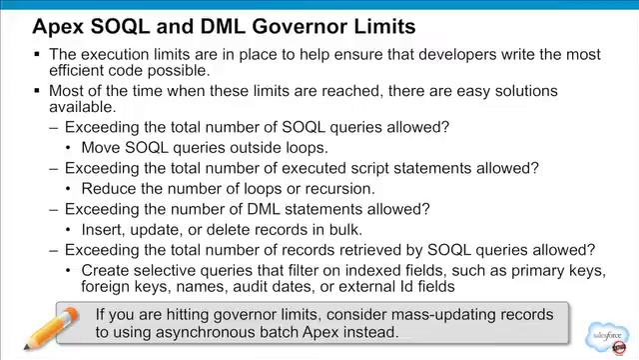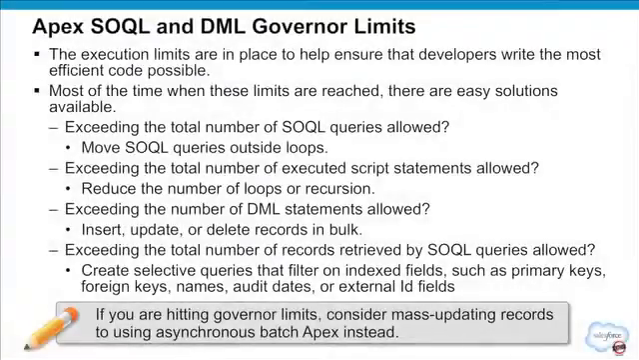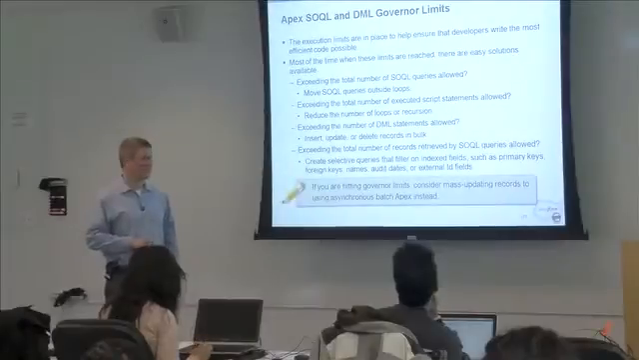If you're exceeding the total number of executed script statements allowed, reduce the number of loops or recursion. There's a trade-off that always exists between filtering out the records that you're seeking with a more complicated database query, as opposed to filtering out the records that you get back within your code by examining them. If you're exceeding the total number of DML statements, once again, insert, update, or delete in bulk. And if you're getting back too many records, make sure you apply a limit to the query, and then just inform your end user that there might be more records out there.